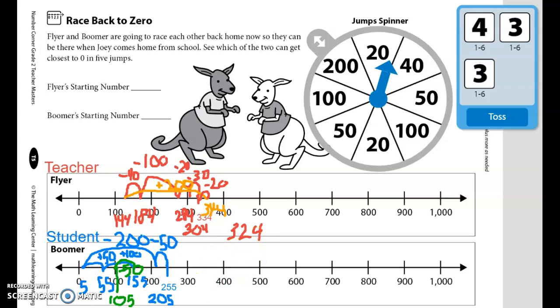Who got closest to 0? Me or you? You did. Good job this time. You're the winner. Take a picture of this page to show your teacher who won our game, and I'll see you next time for Number Corner.